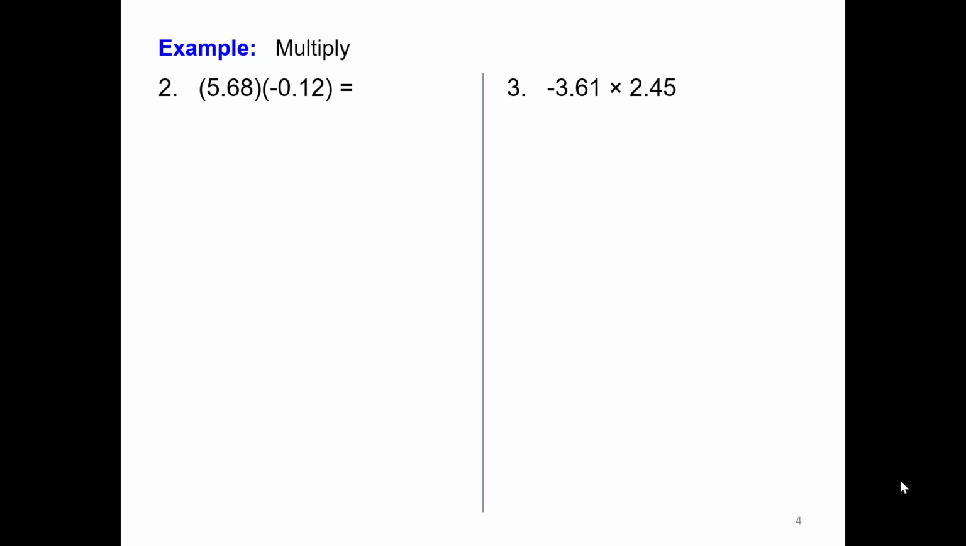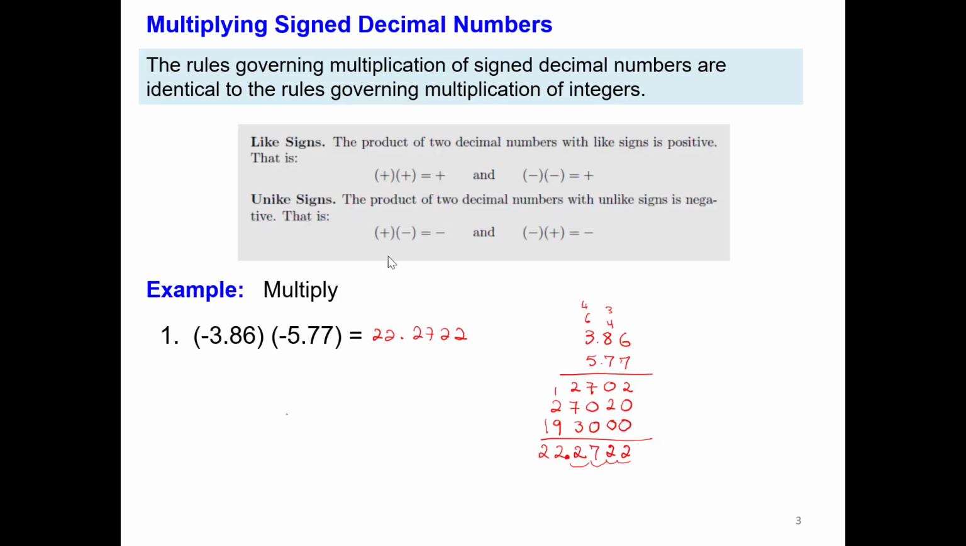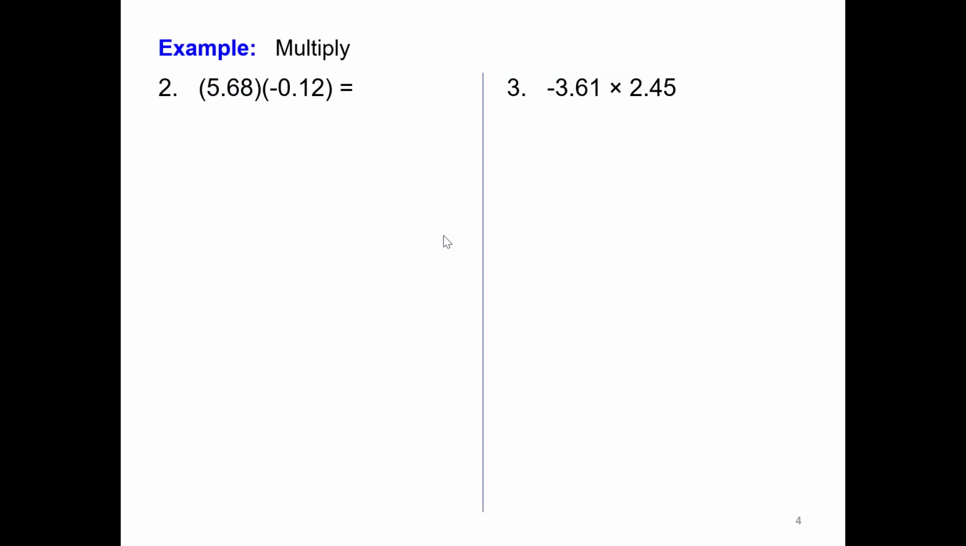In this case, we want to multiply 5.68 times minus 0.12. In this case, we had unlike signs. One number is positive and the other number is negative. And we know in this case, we had unlike signs, then the product must be negative. Yes, the answer should be negative. And now we want to multiply these two numbers. And let's right here, we want to multiply 5.68 times 0.12. And we will take care of the sign at the end.